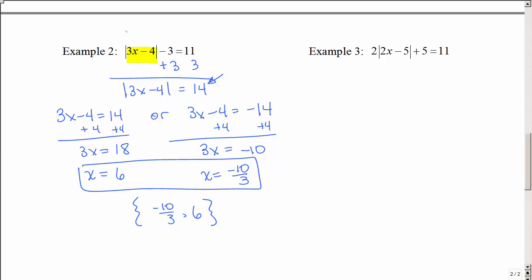You can check by plugging them back into the original equation, but make sure, so if I plugged in 6 here, 3 times 6 is 18, minus 4 is 14, and the absolute value of 14 minus 3 is 11. And you can check it if you would like, but I'm pretty sure we've done it correctly. Example 3, we have to do a little bit more work to isolate that absolute value. What do we need to do first? I think we need to subtract 5.